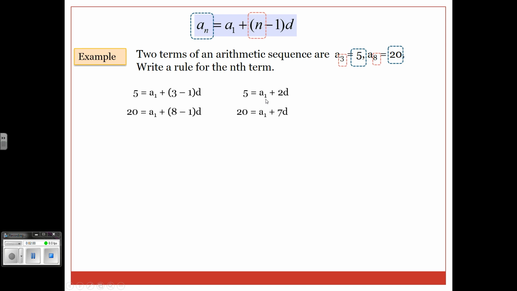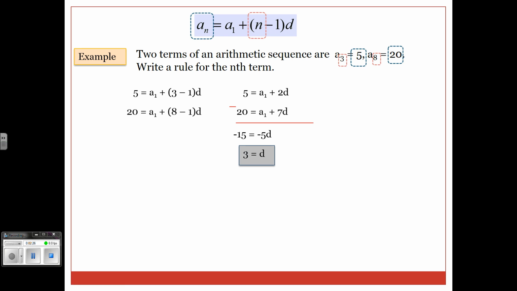I could do substitution. If you prefer to do that, go right ahead. But I like elimination when both of these terms have the same coefficient. It's very easy to just subtract them from each other and get my answer. So 5 minus 20 is negative 15. a minus a is 0. And 2d minus 7d is negative 5d. And now I can divide by negative 5.